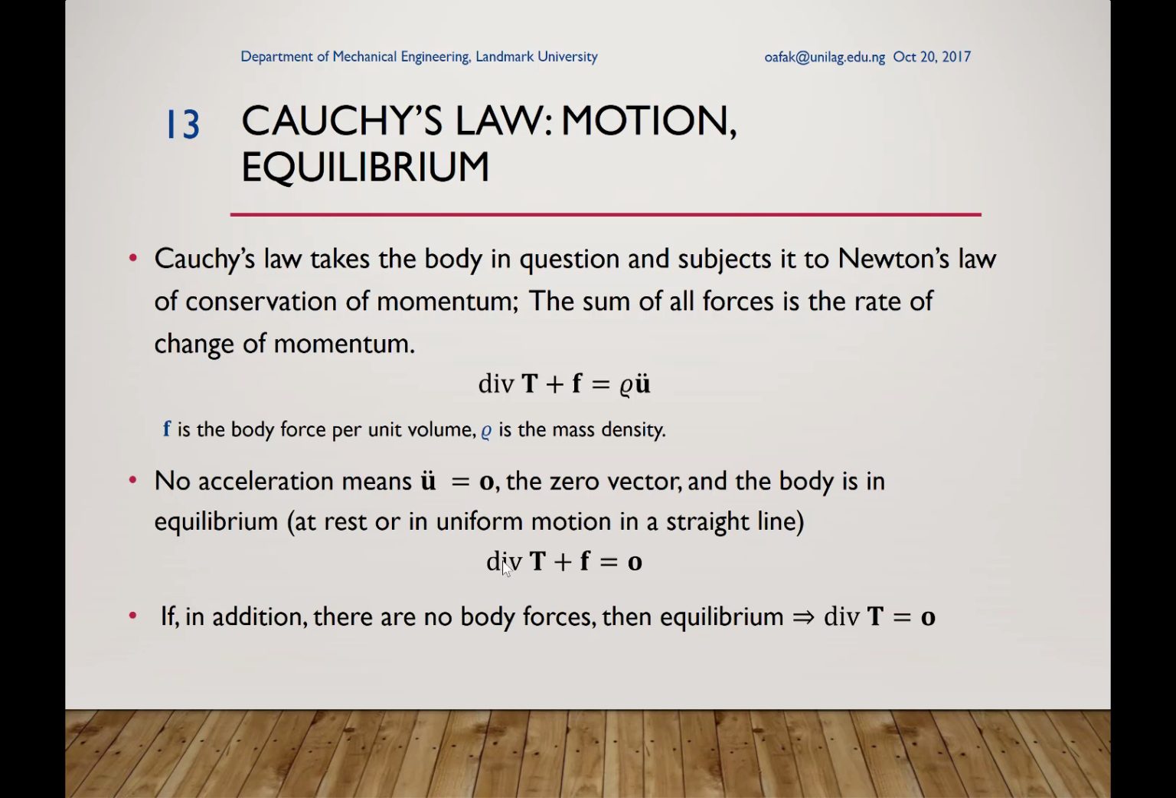If there is no acceleration, then u double dot is equal to 0, the zero vector, and the body is in equilibrium. So it is an equation of motion when u double dot is not 0, and it's an equation of equilibrium when it is 0. If in addition the body force is not important, and we can equate it to 0, then the entire equation becomes the equilibrium equation, which simply states that the divergence of the stress tensor is 0. So that would be our first equation. As I said, it is a vector equation because the divergence of a tensor quantity is actually a vector.